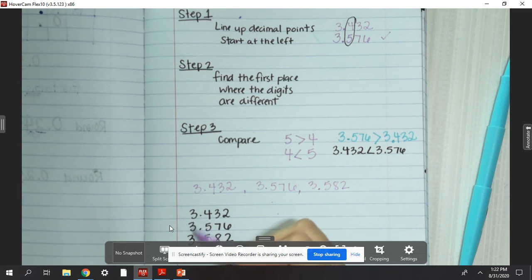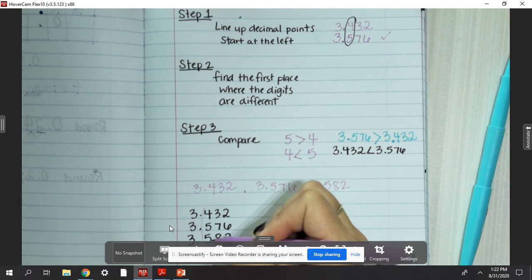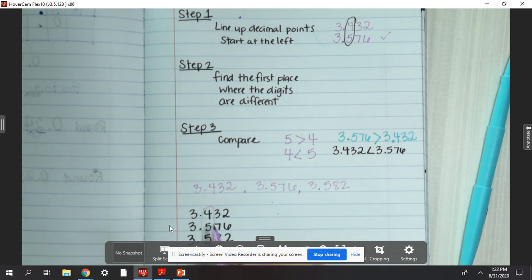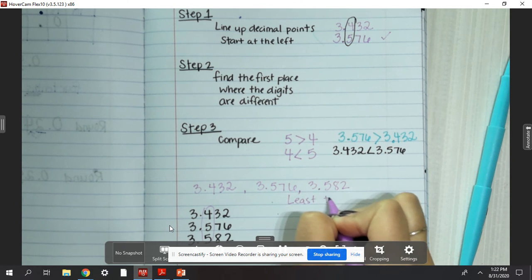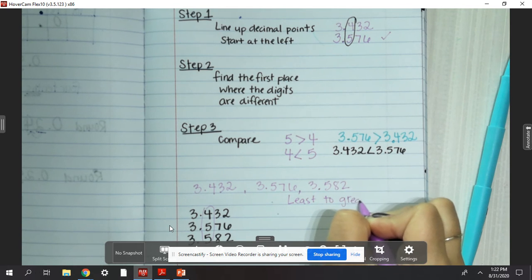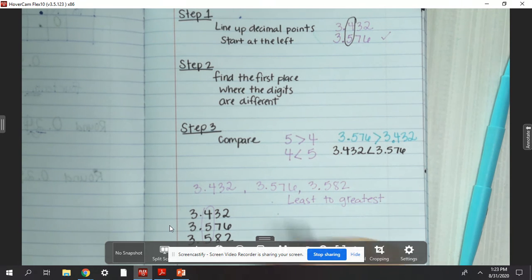So remember, if I look here, all of these digits are the same. So I'm going to look at this one here. Now when I look at this here, I know I have 4, 5, and 5. Well, since I know that this 4 is smaller, and if I'm putting this in order from least to greatest, can I already tell which number is the smallest? Yes, this one. So I can go ahead and write that number down. So that one is the least or the smallest.